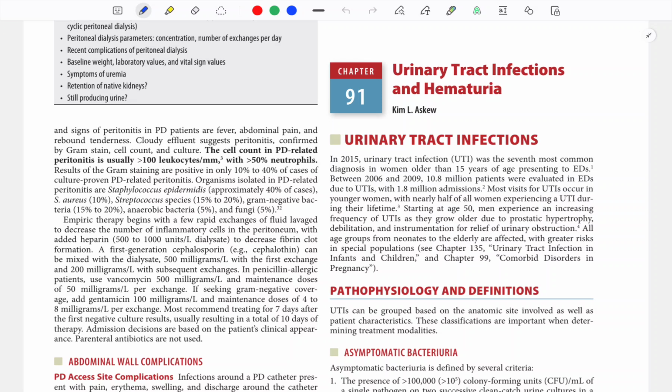What is asymptomatic bacteriuria in a man or a woman? Presence of more than 1 lakh CFU per ml of a single pathogen in 2 successive clean catch midstream urine samples, or more than 1 lakh CFU per ml on 1 clean catch midstream urine in men. So women need 2 samples, men need 1 sample, and the presence of 100 CFU per ml of a single isolate in a catheterized urine specimen in a patient without symptoms. So if a Foley's is placed, even 100 is bacteriuria.